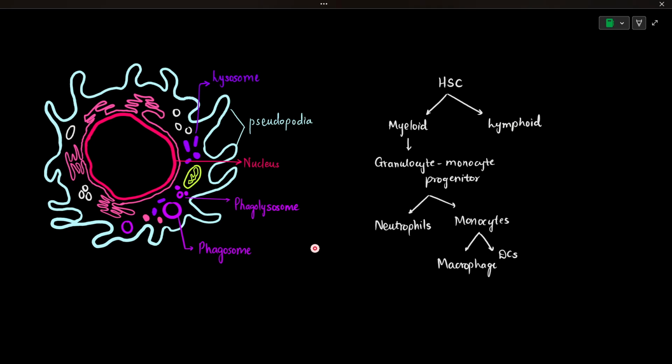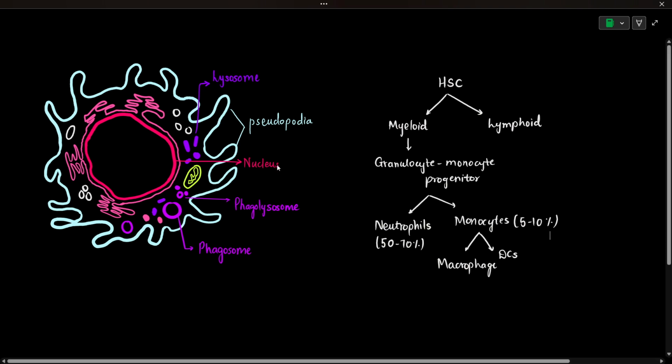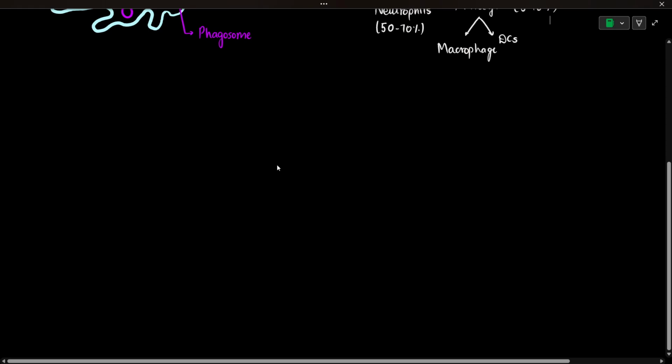Now let's discuss how macrophages arise from the monocytes. Okay, so monocytes are a part of the white blood cells. So 5 to 10% of the white blood cells are monocytes. So they are rare compared to the neutrophils. Neutrophils make up almost 50 to 70% of the WBCs, while the monocytes are only 5 to 10%. Okay, so those monocytes are found in the circulation in the blood. So let me just discuss what happens.